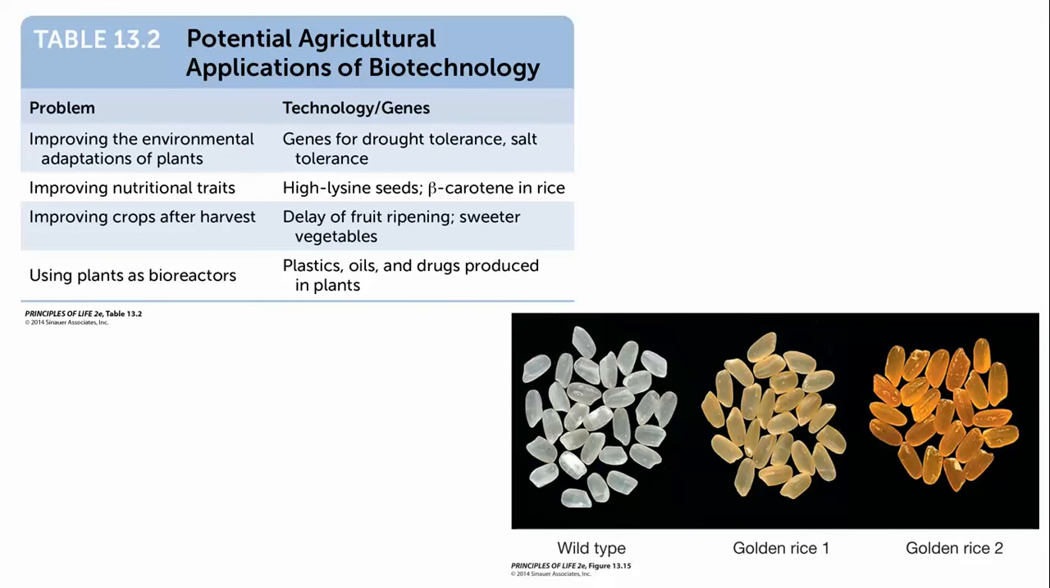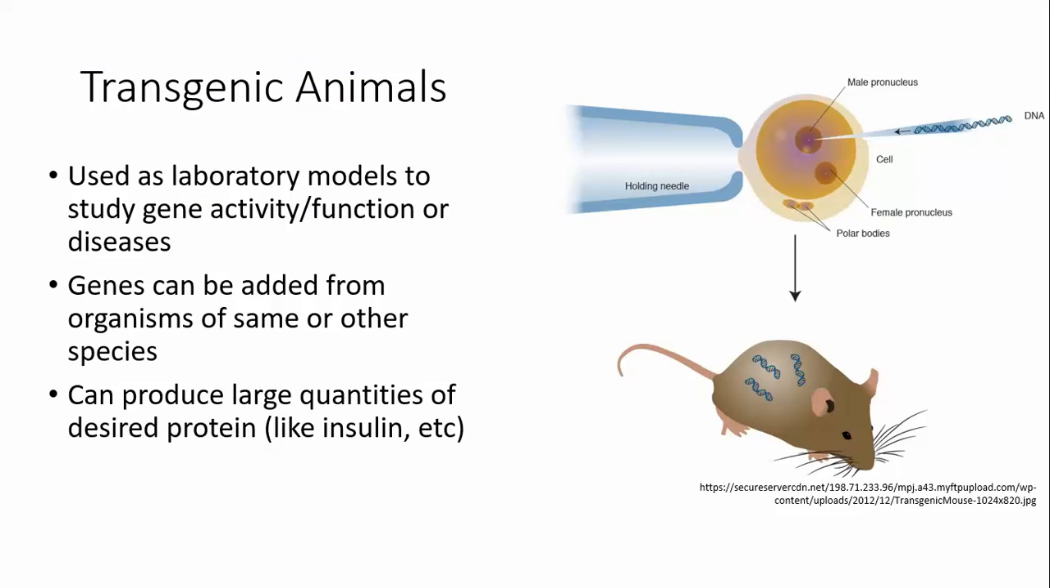So, you can look at some of these applications of genetically modifying plants. Here you also see a couple of varieties of golden rice. It's called that because of the color. The color is due to beta carotene. You can also make transgenic animals. Transgenic animals can be used as lab models. You can study the function of individual genes. You can also make animal models of human diseases so that you can study those diseases, how they arise, and also how you can treat them.